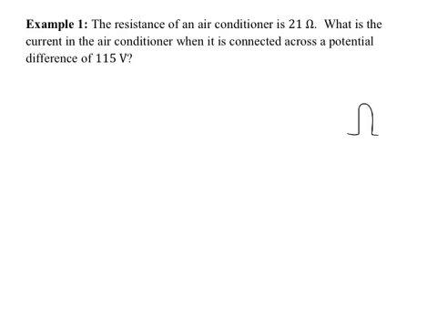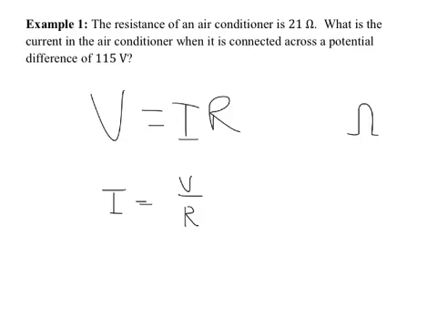So let's figure out what the current is in the air conditioner. So what's our law? Either V equals IR or you could solve for R, either one. But this is the actual Ohm's law here. We're looking for the current, so let's solve for it. So we want I equals V over R. Take the R and move it down. So it's simply 115 over 21.